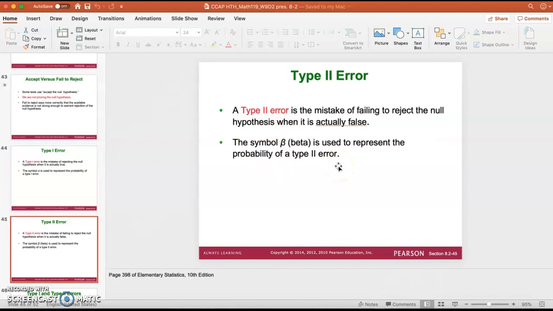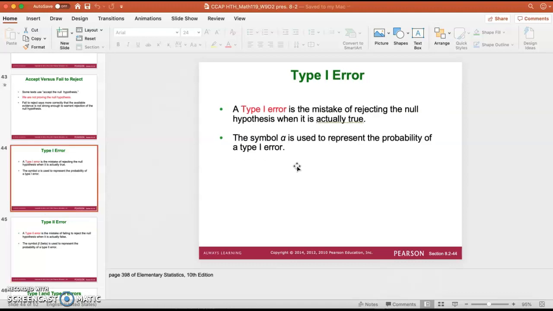There's also a type 2 error, which is more or less an opposite of that. It is the mistake of failing to reject the null hypothesis when it is actually false. This is represented by the symbol beta sometimes, and again, it's also a probability for type 2 error. The calculation to find this can be complicated, so we won't be calculating type 2 errors. As far as calculations for type 1 errors, this is usually something that's just chosen most of the time, within reason.